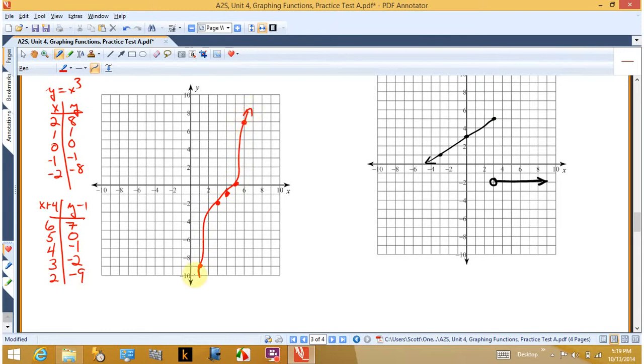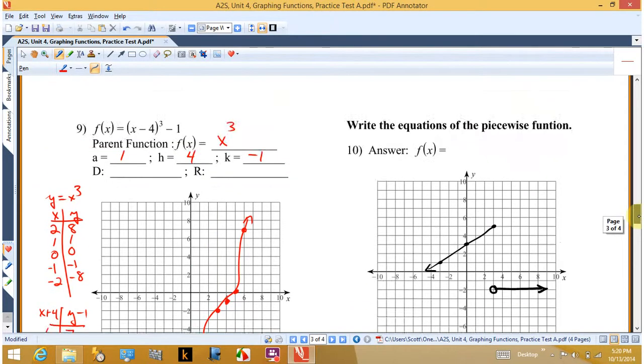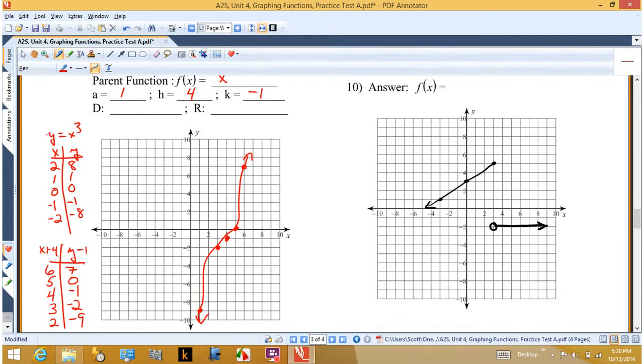Not a very good drawn cubic, but that'll have to do. And let's do the domain and range. There's nothing that's keeping me from putting any x values in. They're going left and right forever, and we're going up and down forever. So x is equal to all reals. Y would be equal to all reals for the range.